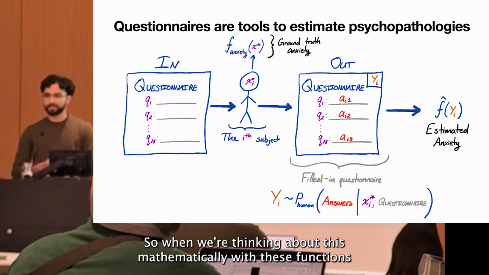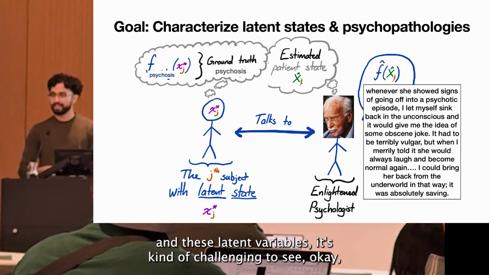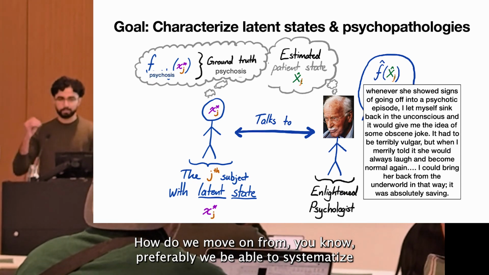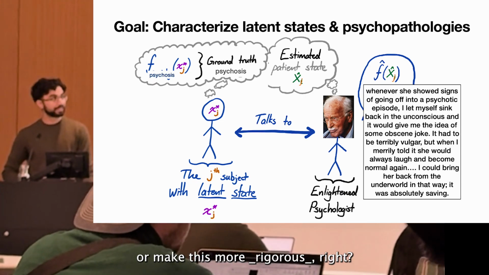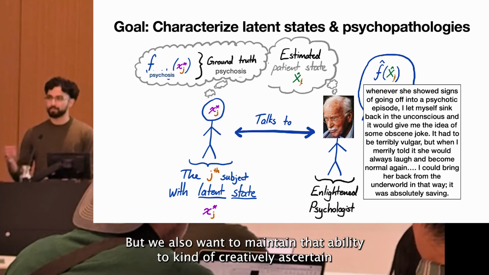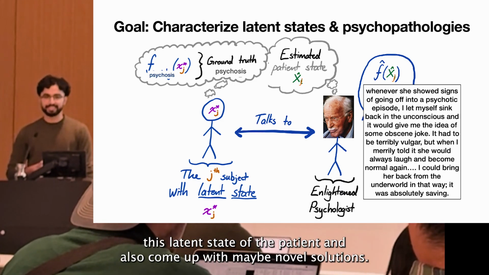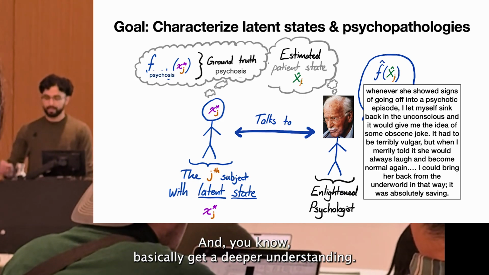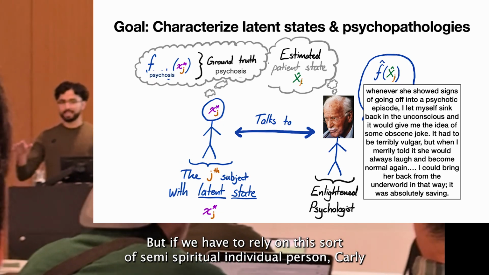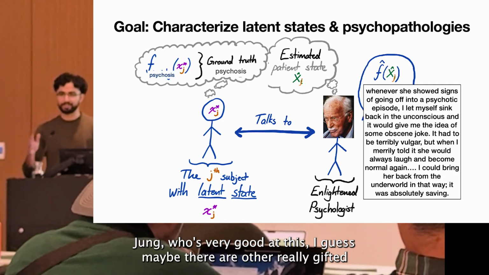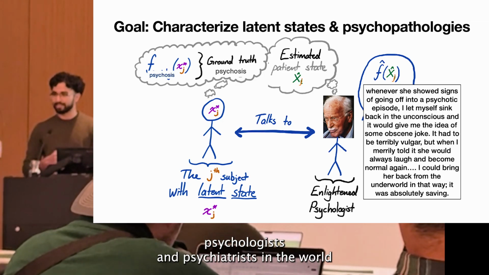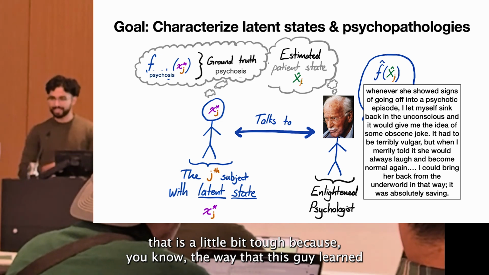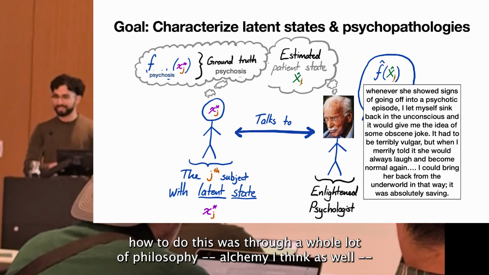So when we're thinking about this mathematically with these functions and these latent variables, it's kind of challenging to see, okay, how do we progress the field? How do we move on from, preferably we'd be able to systematize or make this more rigorous, right? But we also want to maintain that ability to creatively ascertain this latent state of the patient and also come up with maybe novel solutions and basically get a deeper understanding. But if we have to rely on this semi-spiritual individual person, Carl Jung, who's very good at this, I guess, maybe there are other really gifted psychologists and psychiatrists in the world, that is a little bit tough because the way that this guy learned how to do this was through a whole lot of philosophy, alchemy, I think, as well.